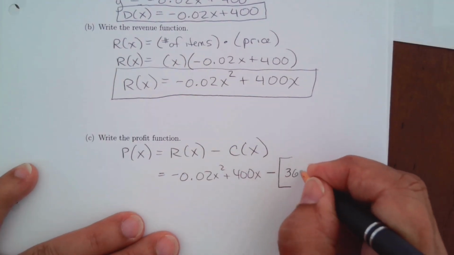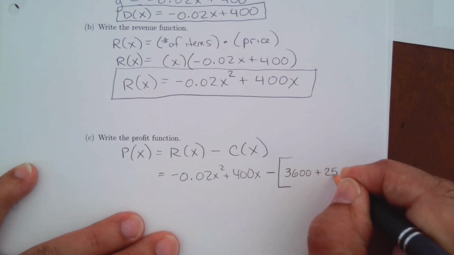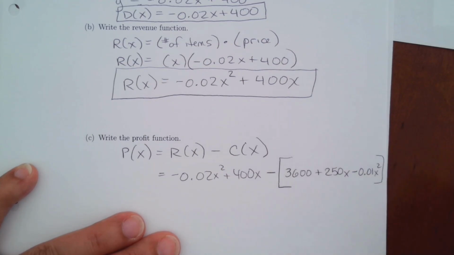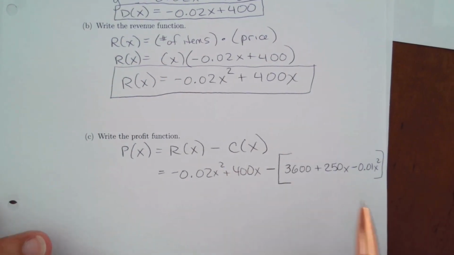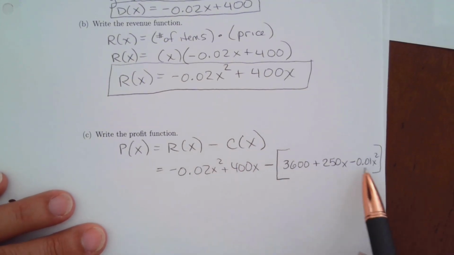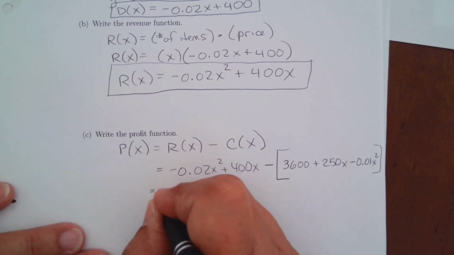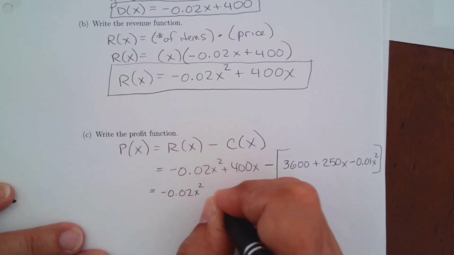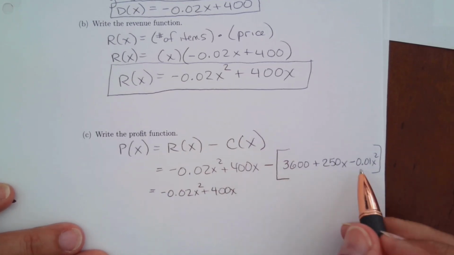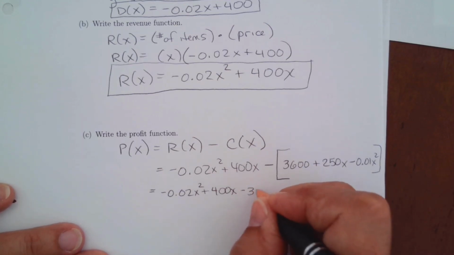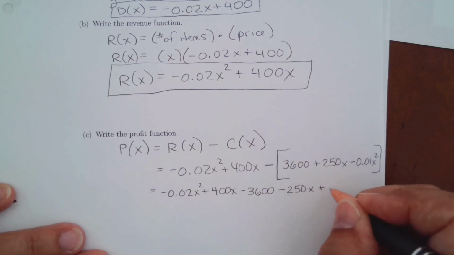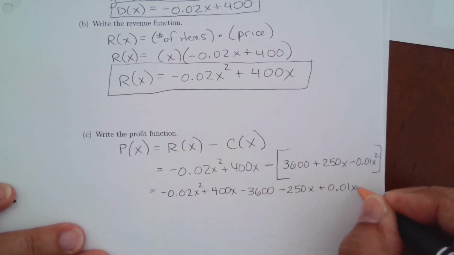So 3600 plus 250X minus 0.01X squared. I don't know why I use brackets. Parentheses is fine, okay? I wanted you to see them, I guess. All right, so we've got the revenue minus this cost function. So we got to distribute that minus sign through. So these first two terms will stay the same. But then we're going to change all these signs. We've got to multiply each of these by negative 1. So that's negative 3600, negative 250x, and then that last term is going to become positive 0.01x squared.